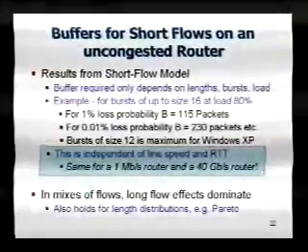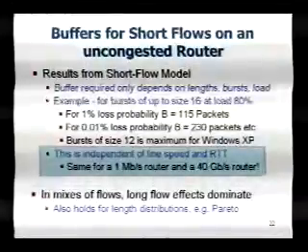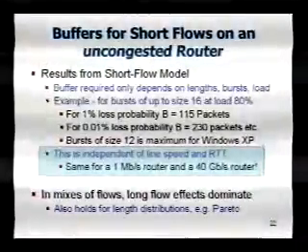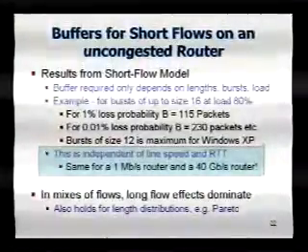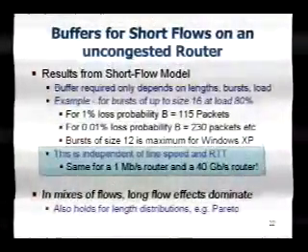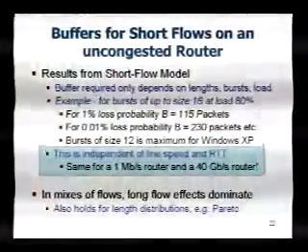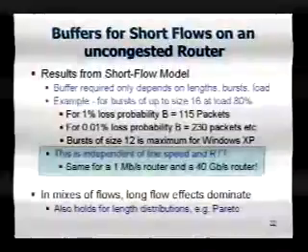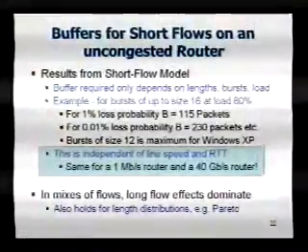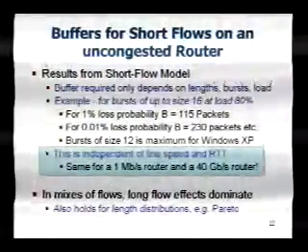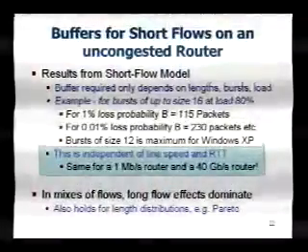Other results from the short flow model. Most importantly, the buffer requirements only depend on the length of the bursts and the load. They do not depend on the line speed and the RTT. To give an example, if you have bursts of up to size 16 and a load of 80%, for 1% loss probability, you need about 115 packets worth of buffering. If you double that buffer, you get another factor of 100 smaller loss probability. So basically an additive increase in the amount of buffering will give you an exponential decrease in your loss probability.